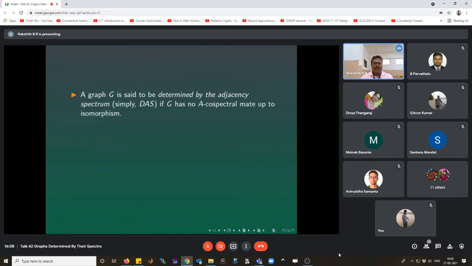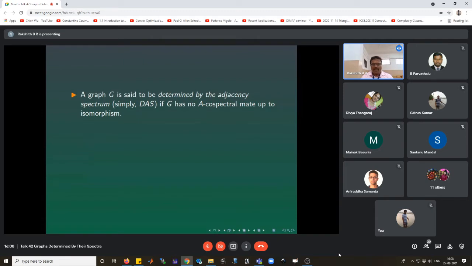Now, what is meant by saying that a graph is determined by the spectrum? More precisely, we say that a graph G is determined by the adjacency spectrum if G has no co-spectral mate up to isomorphism.